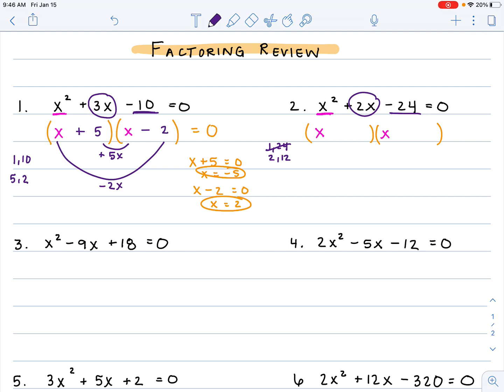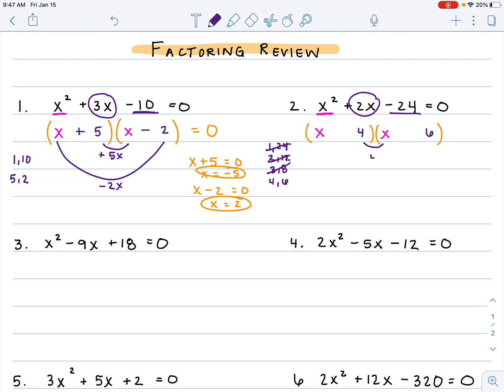I've got 2 and 12. I could get 10 or 14. That won't get me 2. I've got 3 and 8 goes into 24. 3 and 8 could get me 11, or that could get me 5. So that's not it. We've got 4 and 6. Oh, here we are. I think 4 and 6 we can somehow make into 2.